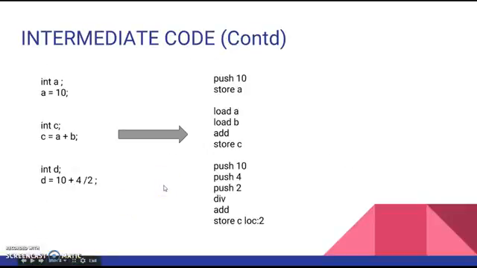In the first example, we are assigning the value 10 to A. So we push 10 onto the stack and then store the value of A as 10 in the symbol table. For the second example, we first load values of A and B from symbol table and then store it to C. The third example shows how precedence is followed for arithmetic operations.